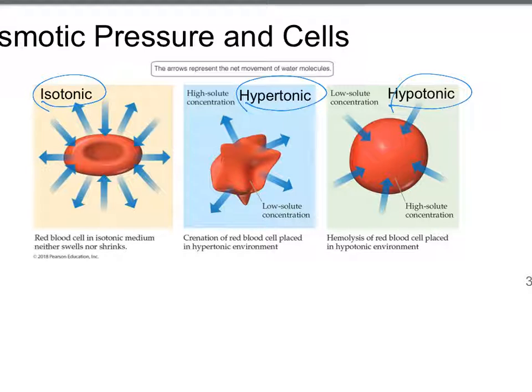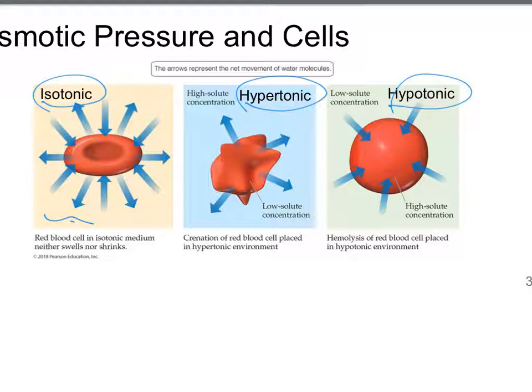So in an isotonic solution, the concentration of ions in the medium outside of the cell and that inside of the cell are equal. And so you have equal transport of water in and out. That's what these equal arrows are trying to show you here. So there's equal transport inside and outside of the cell. And so the cell does not change shape.